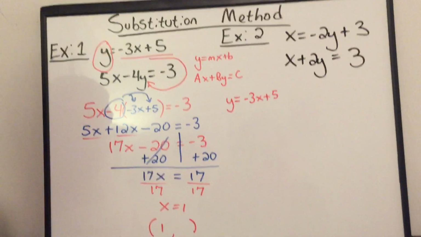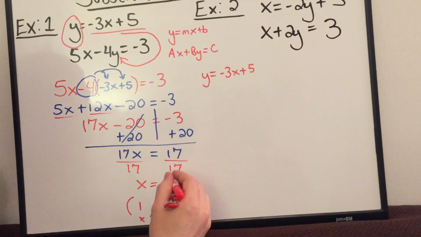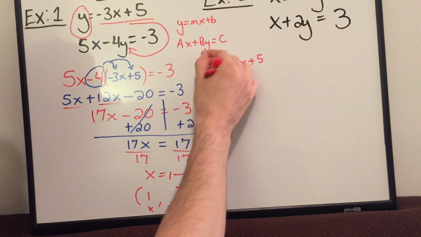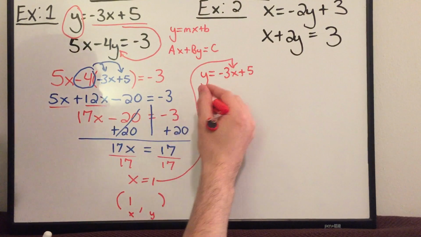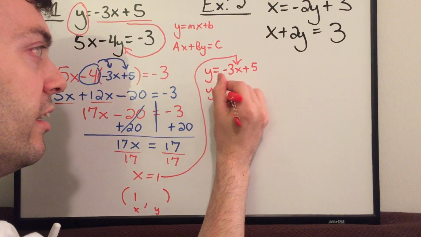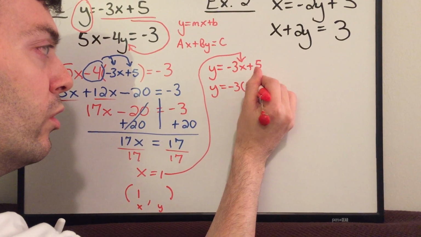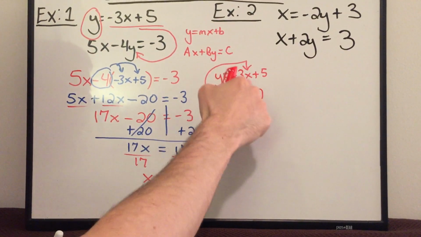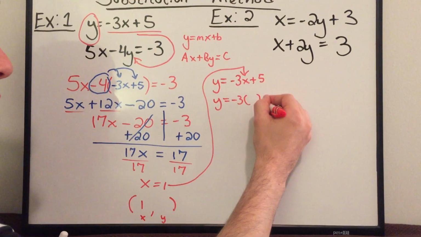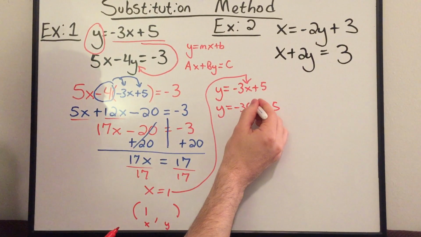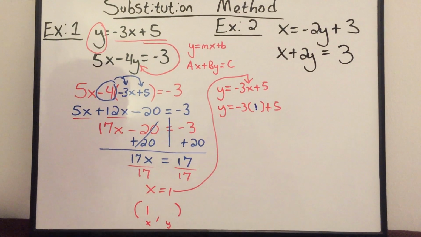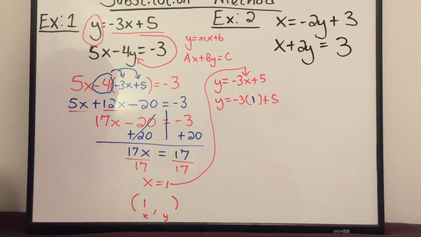Now what happens though is I want to take my 1 and plug it right there for x. So what that really looks like is negative 3 (1). We're substituting this 1 in for x right here, so that's why I put the little parentheses. I'm going to substitute 1 right there. And now we're just going to solve for y.